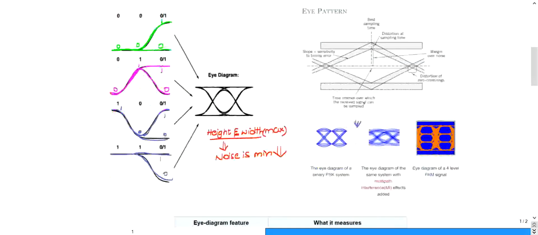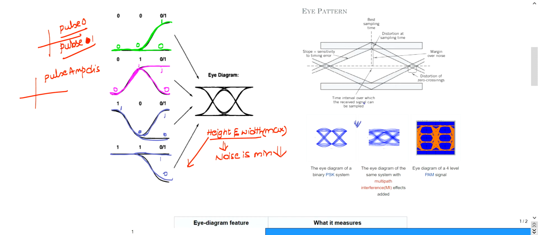So if the height of the eye is maximum, you can say that the pulse amplitudes are fine. There are two pulses I already defined, pulse 0 and pulse 1. These are the two pulses I have transmitted. Suppose there are two types of distortions possible. Pulse amplitude distortion means the amplitude of the pulse gets distorted while it travels through the channel. If the amplitude gets distorted, it directly affects the height of the eye.